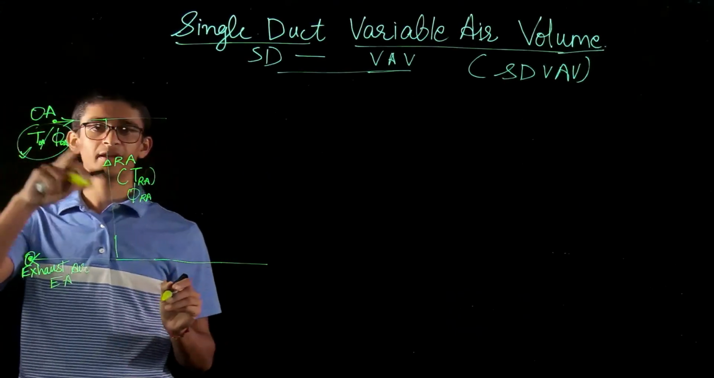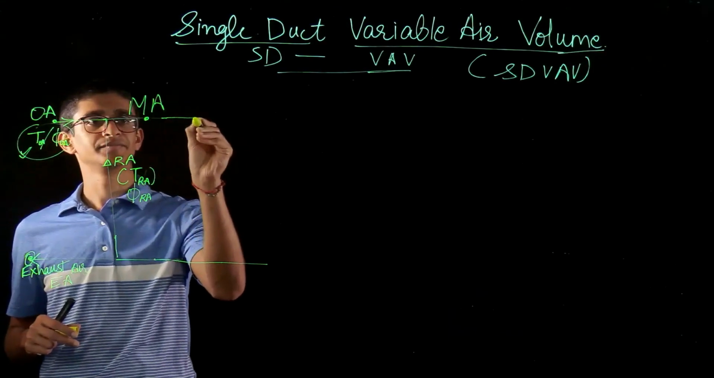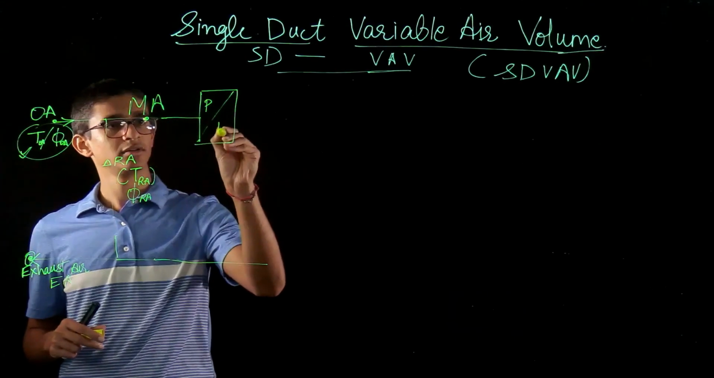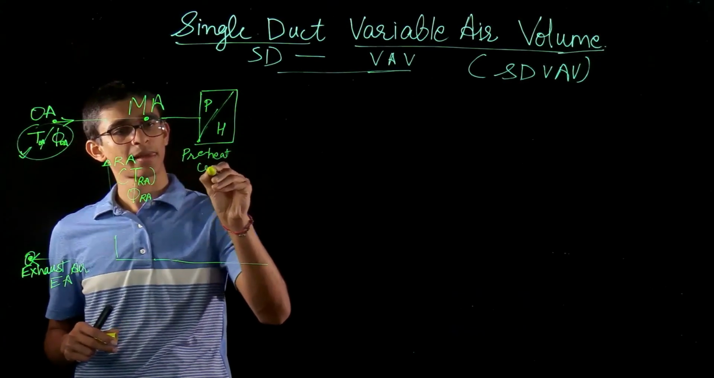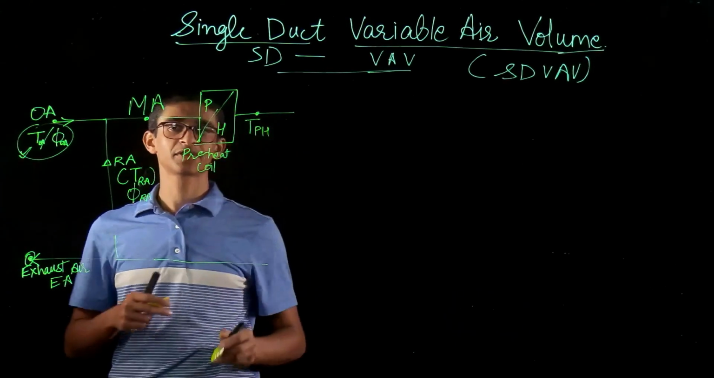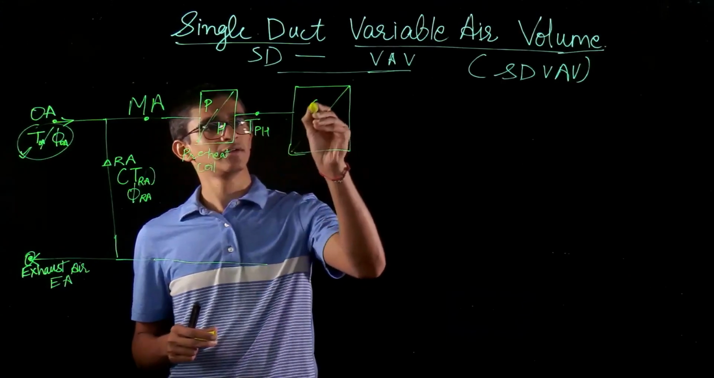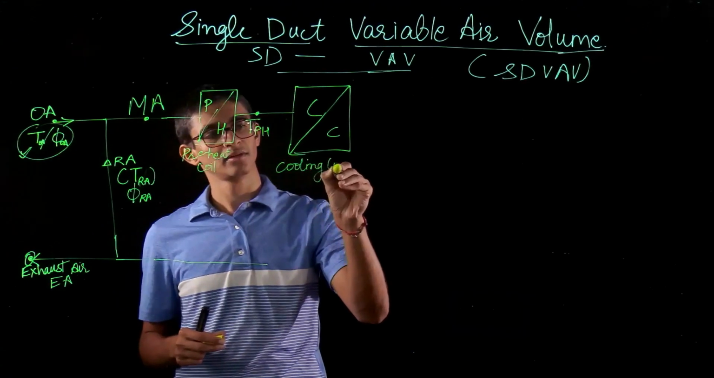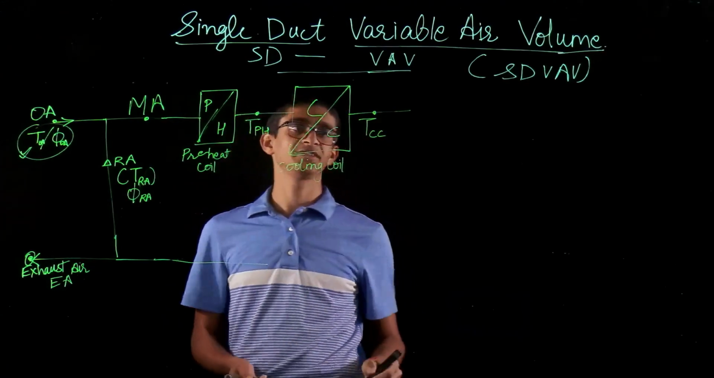Now the outside air and the return air get mixed up, and it is called the mixed air. The mixed air flows through a preheat coil. This is a preheat coil, after which the air temperature is noted as TPH, T subscript PH. Then the air goes to the cooling coil. At the exit of the cooling coil, the temperature is called TCC, T subscript CC.